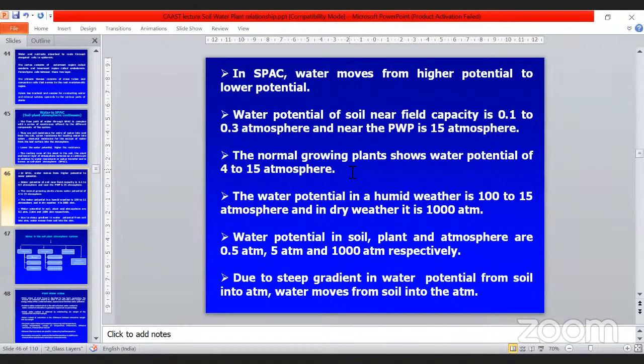That is because the soil, plant and atmosphere have different potentials. Due to the gradient in water potential, water moves from the soil into the atmosphere.